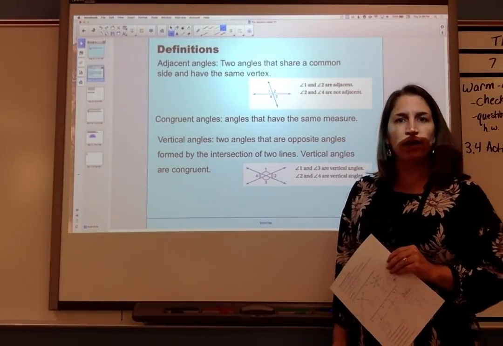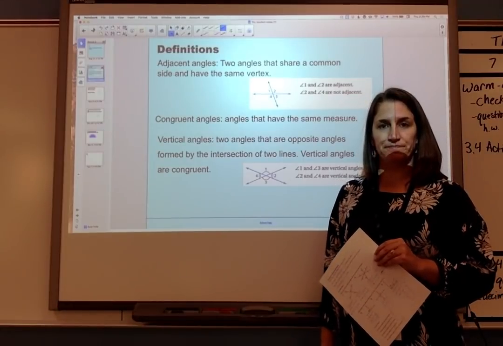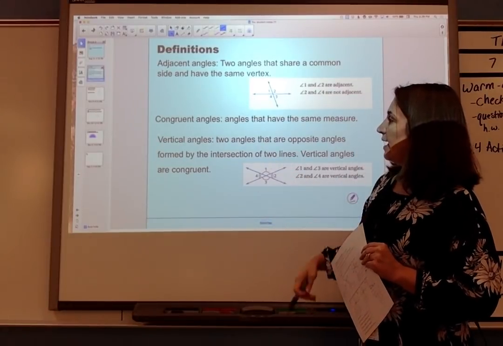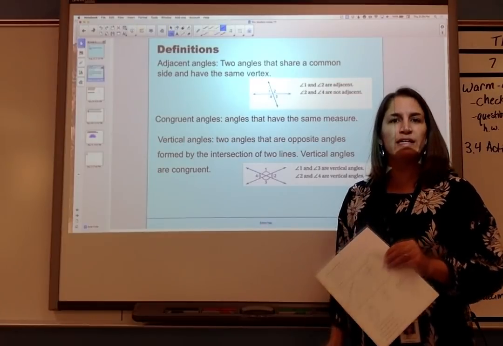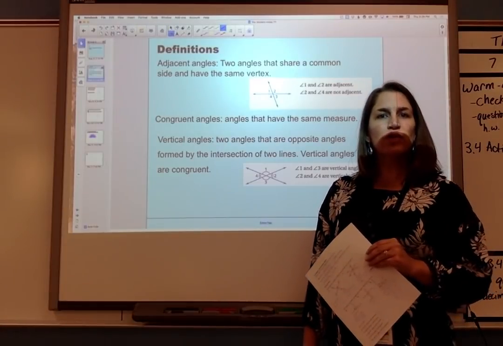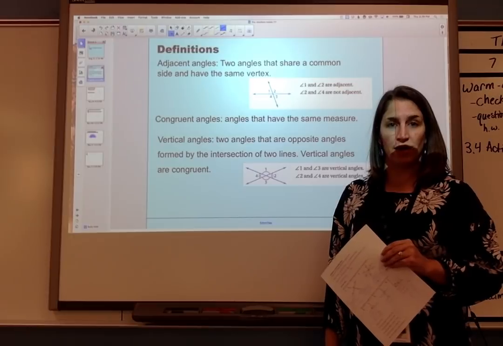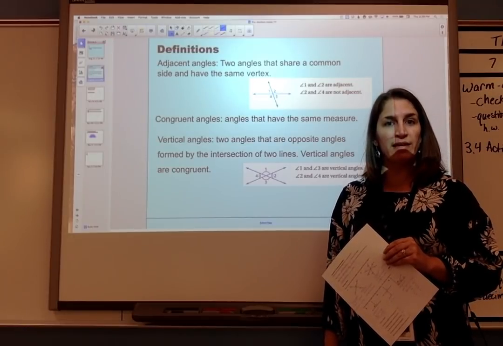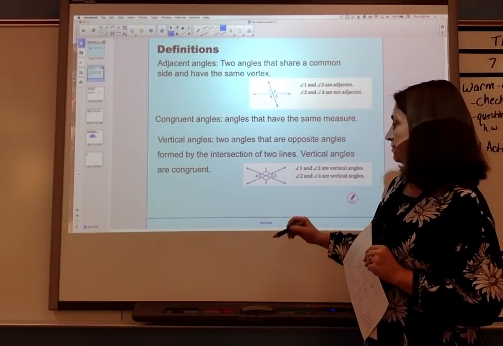Congruent angles are angles that have the same measure. And our last vocabulary word is vertical angles. Those are two angles that are opposite angles, and they're formed by the intersection of two lines.